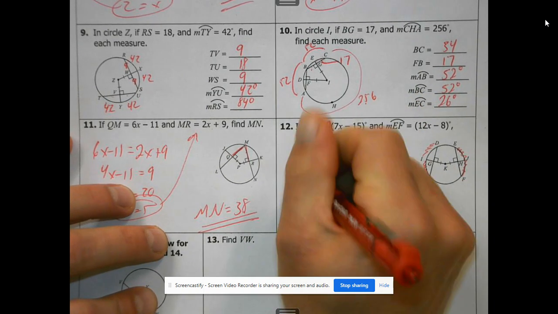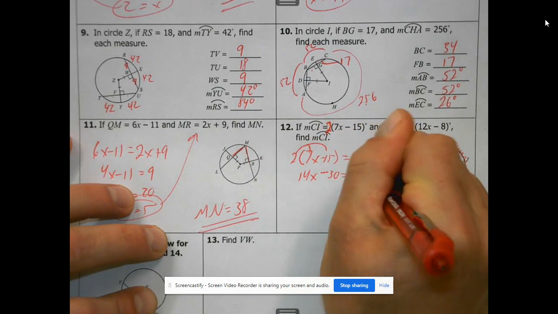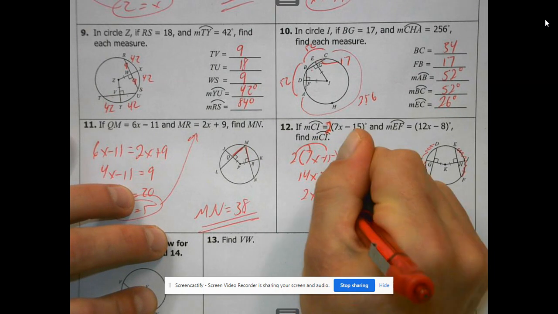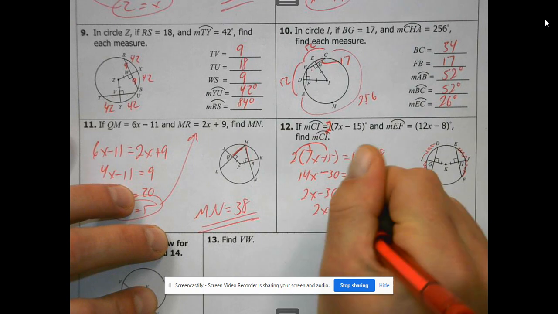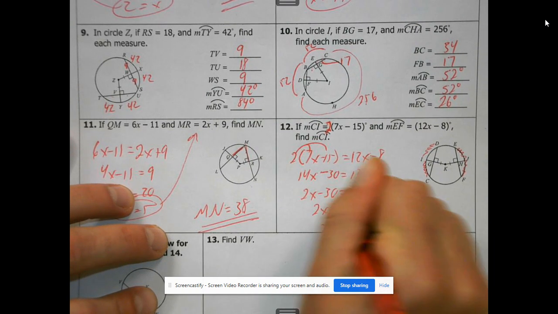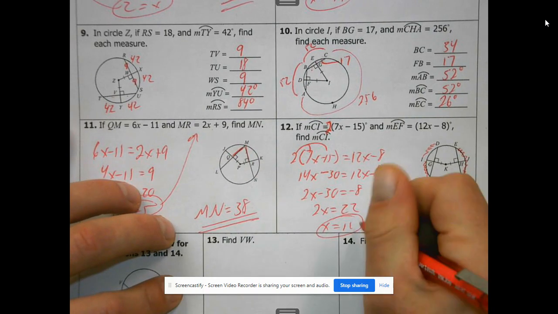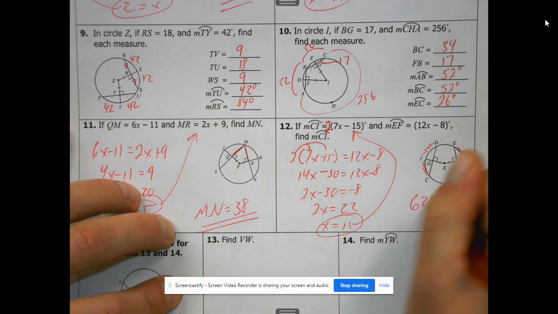Distribute your 2. 14x minus 30 is 12x minus 8. Subtract 12x over. Add 30 over. 2 goes in there 11 times. But I got to find CI. So take your 11, plug it right back into there. That comes out to be 62 degrees.